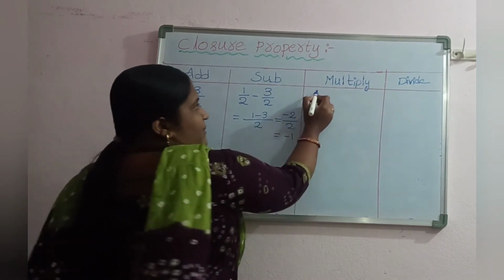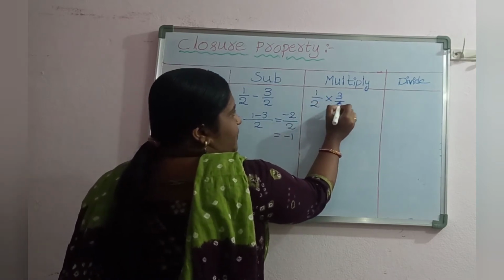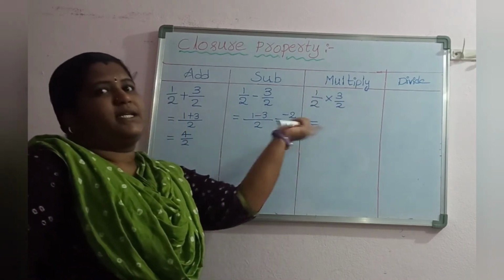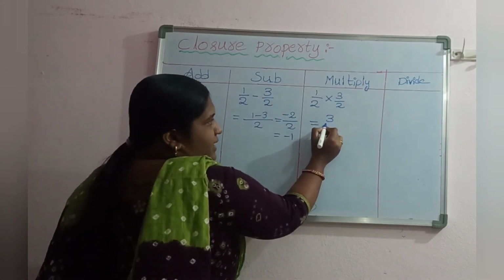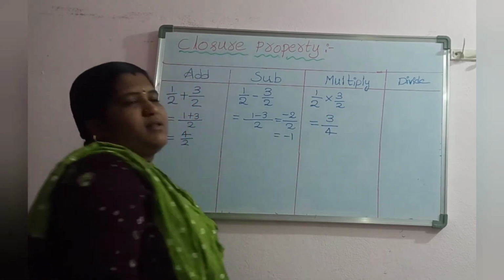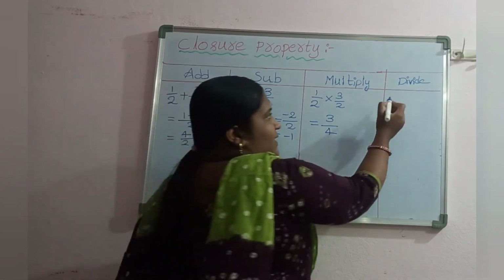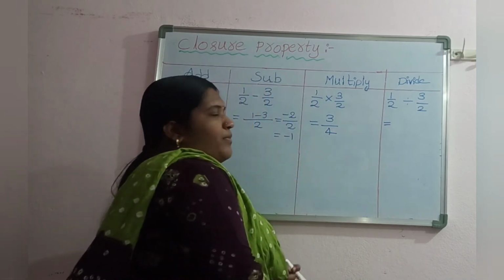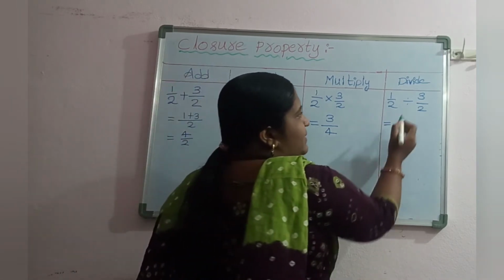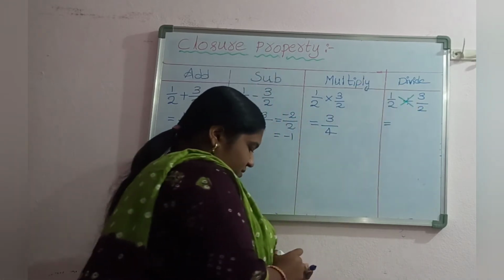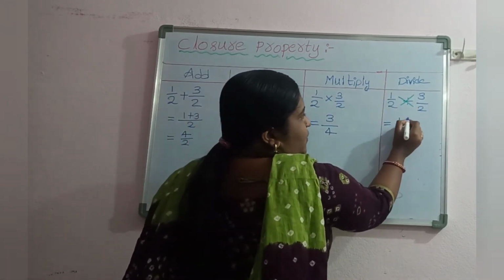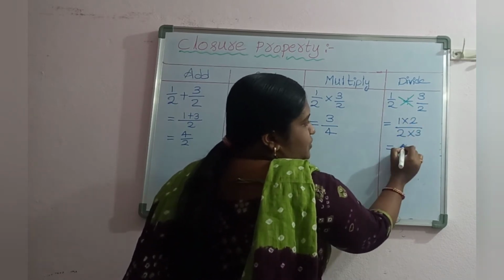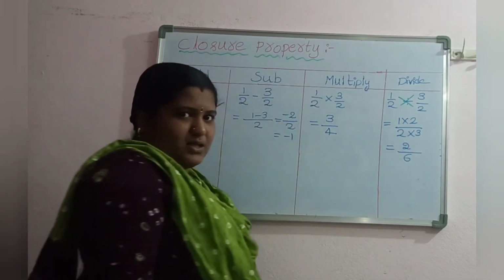And next one, multiplication. 1 by 2 into 3 by 2. In multiplication of rational numbers, we multiply numerator with numerator and denominator with denominator. 1 into 3 is 3 and 2 twos are 4. 3 by 4 is also a rational number. And next, division. 1 by 2 divided by 3 by 2. Here, we already know how to divide rational numbers. Let's cross multiply. Here we get 1 into 2 divided by 2 into 3. 1 into 2 is 2 and 2 into 3 is 6. 2 by 6 is also a rational number.